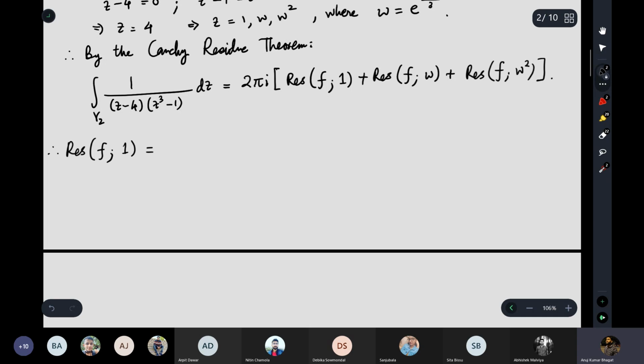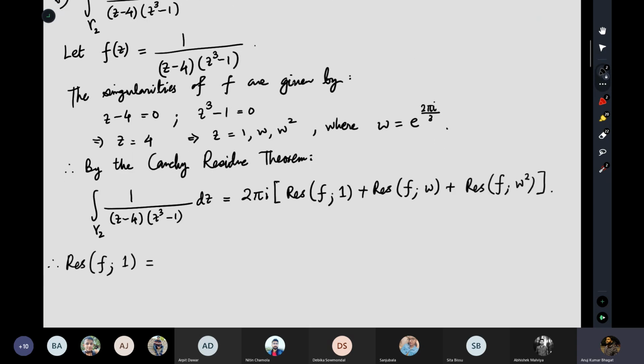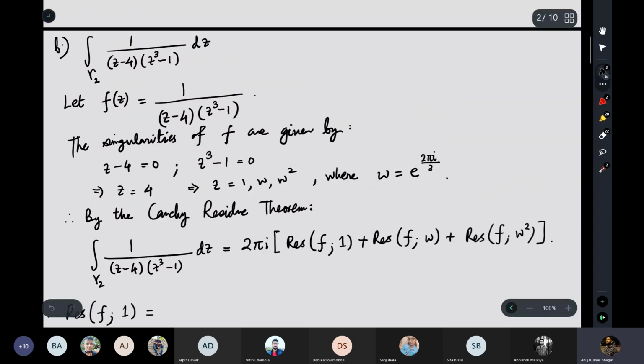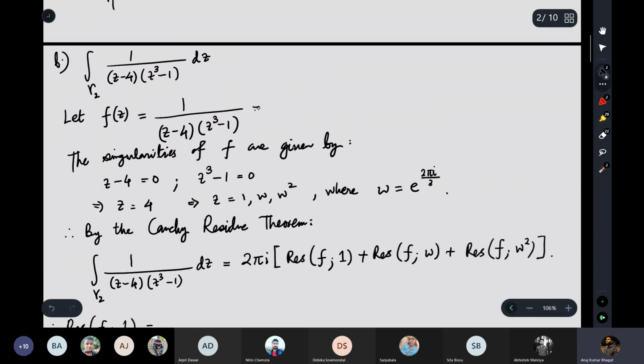Again, notice that f(z) is of the form a(z) by b(z), and z equals 1 is a simple zero of z cube minus 1. So you can better write this function in this manner: 1 by (z minus 4), divided by (z cube minus 1). This will be helpful in calculating the residue. Think of this as the form a(z) by b(z).